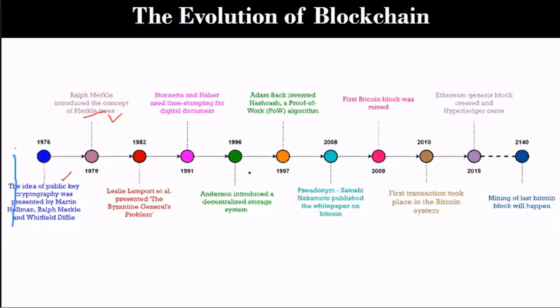And in the year 1996, decentralized storage systems were introduced, right? So the decentralized idea is not new. It actually was introduced, as you can see, long back. And then the proof of work consensus algorithm, which is being used.